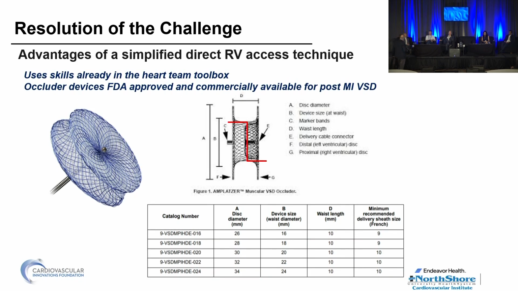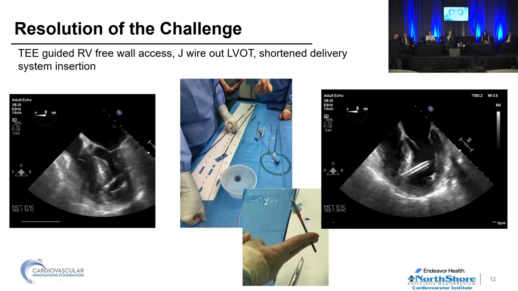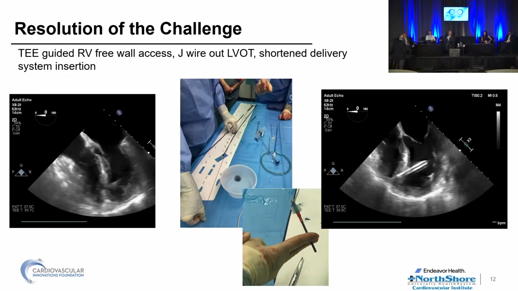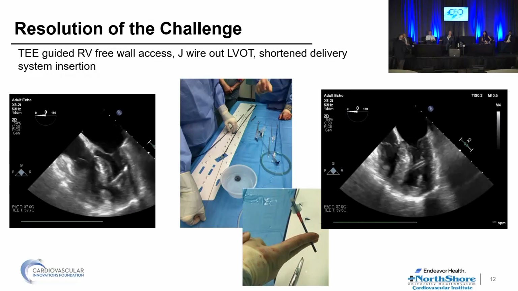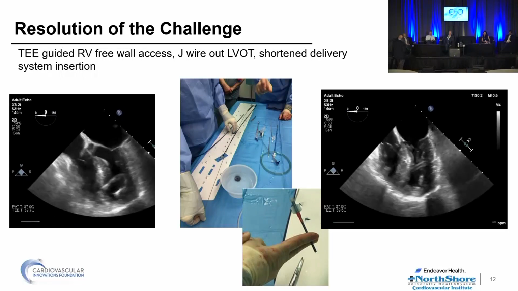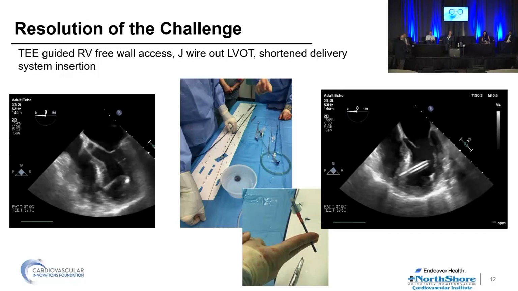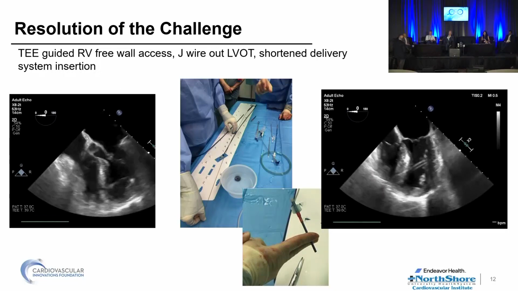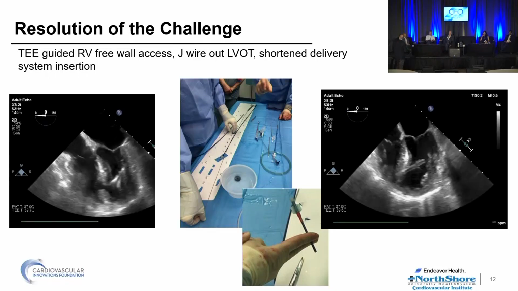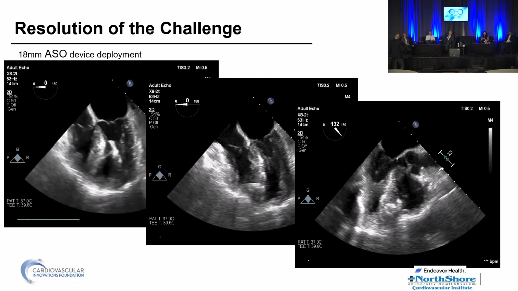The advantage of this approach is that it requires no skill, so that's why I was able to do it, and you don't really need anything special, really at all. So what we did was, and unfortunately I did not get a photograph or a video of puncturing the RV with a Cook needle, but you can picture it. It's right there. Shortened the delivery system a little bit, and then put the wire out the aorta, just to buy a little space, and put a short sheath in there, and then the delivery system showing the middle panel there, and just snugged it up against the wall.